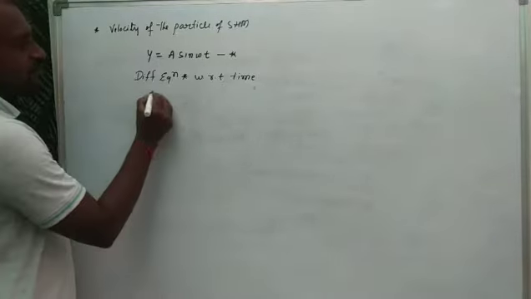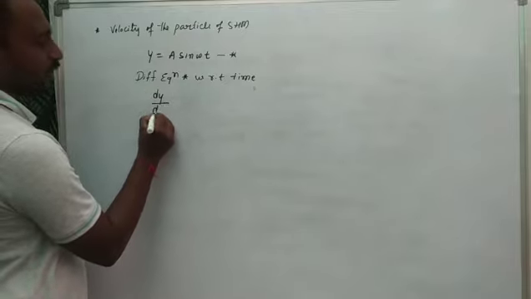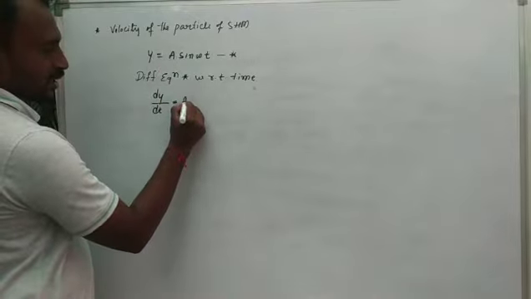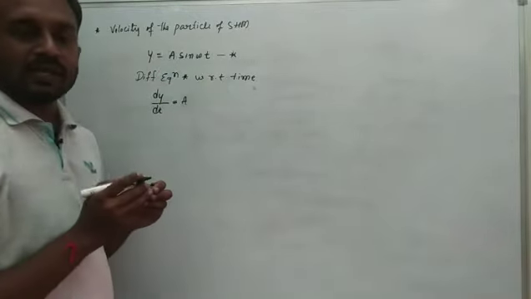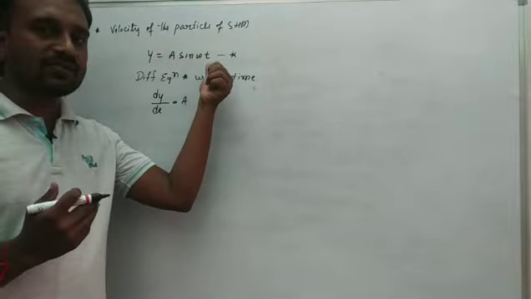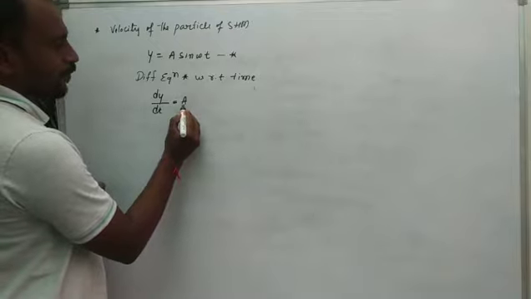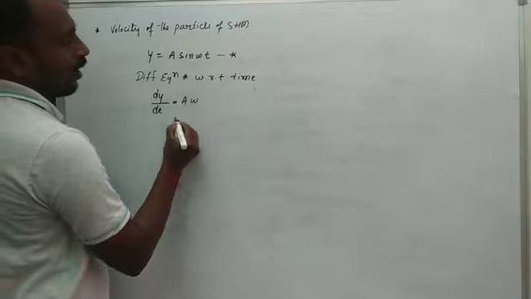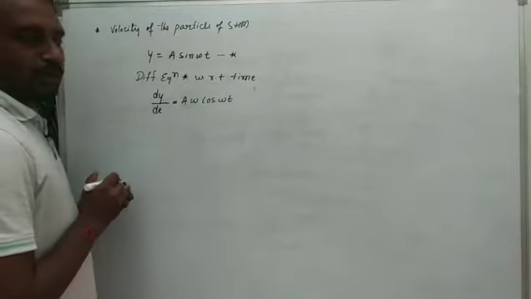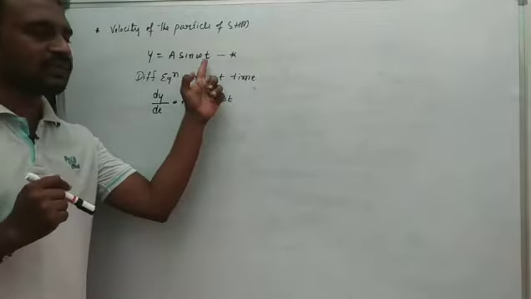So differentiating, dy by dt is equal to, a is a constant, and a sine omega t has a variable, a sine function, as well as time. So here we get a omega cos omega t. Why? Because here we consider two variables, one is the sine function, another one is time.